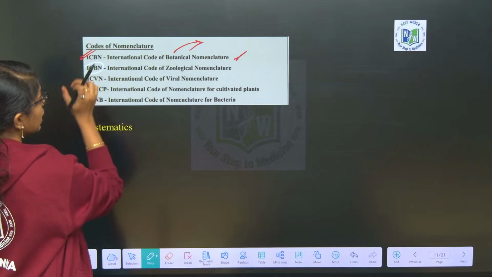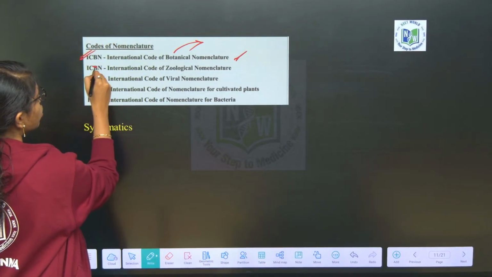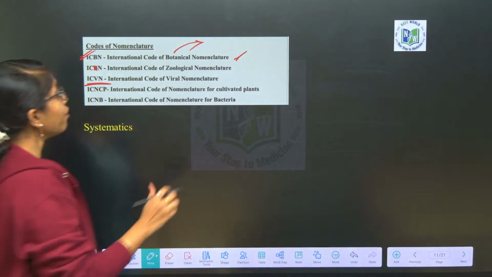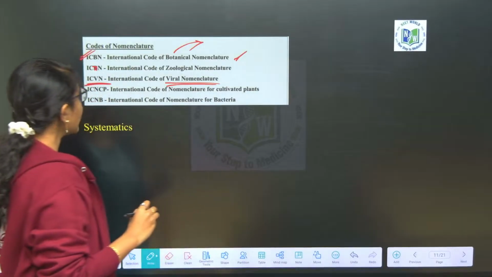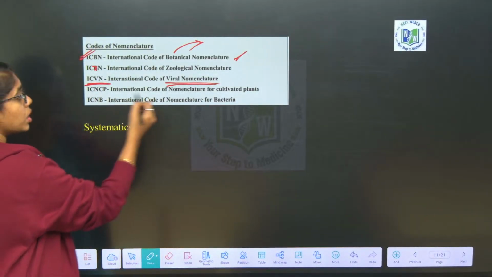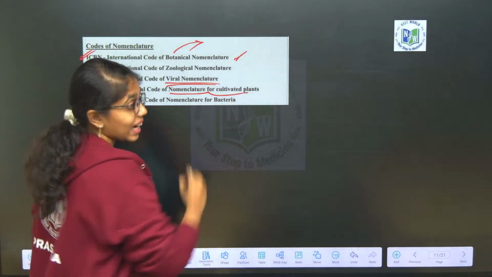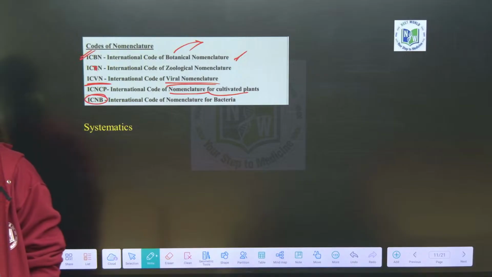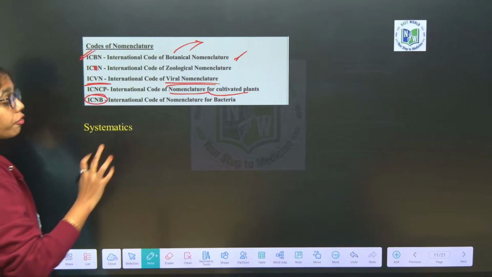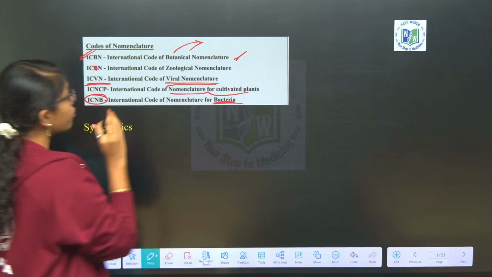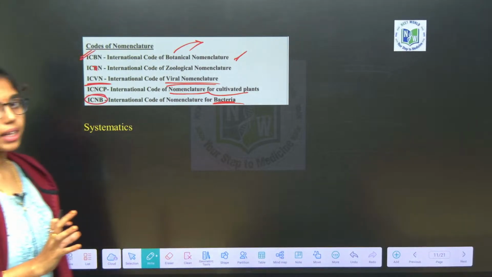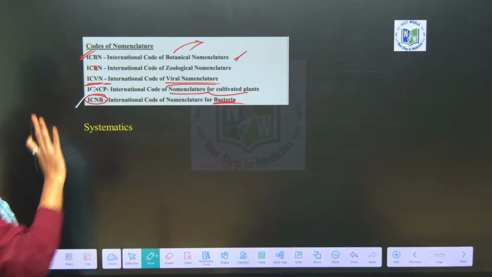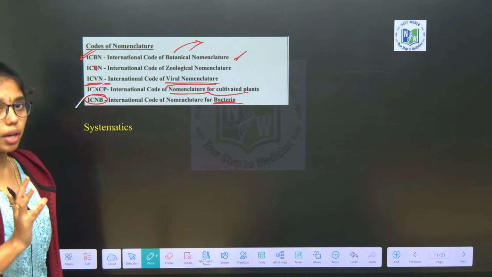Next, ICZN, International Code of Zoological Nomenclature; ICVN, International Code of Viral Nomenclature; ICNCP, International Code of Nomenclature for Cultivated Plants; and ICNB, International Code of Nomenclature of Bacteria. All the bacterial species or strains are named under the norms of ICNB. All these codes of nomenclature should be in your mind.